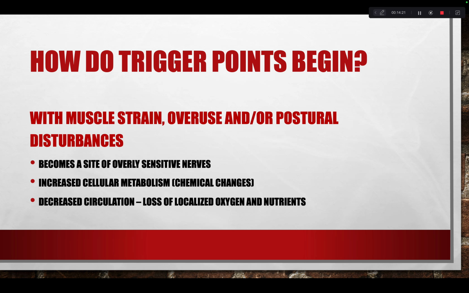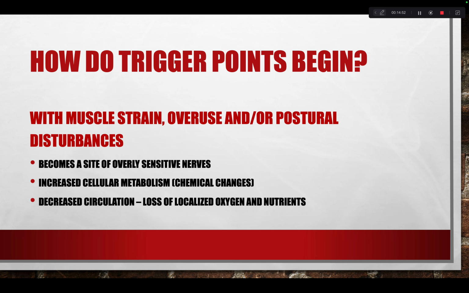The easy way to say it is muscle strain, overuse, or postural disturbances can cause a trigger point. When these things happen, the site where the trigger point is formed becomes overly sensitive. So the nerves are overly sensitive. There's increased cellular metabolism, so chemicals. There's a chemical change going on in this muscle. The chemical change technically is too much calcium in that area.